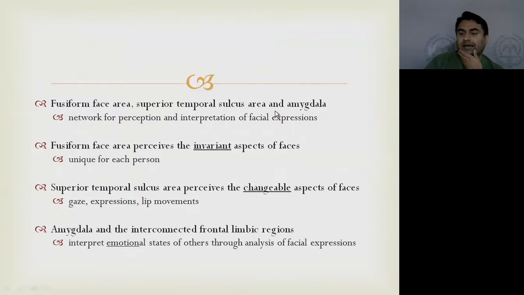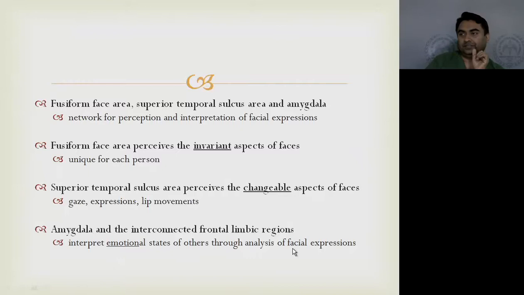The fusiform face area perceives the invariant aspects of a face. For example, the nose, the ears, which are all unique for each person. The superior temporal sulcus perceives the changeable aspects like the direction of gaze, how they usually gaze, the lip movements or the expressions on the face. And the amygdala interprets the emotional states through those facial expressions.